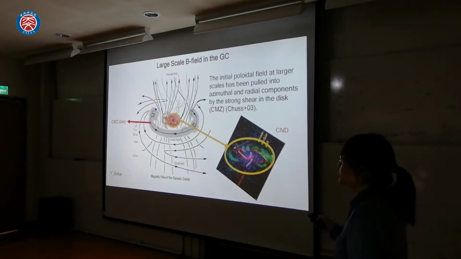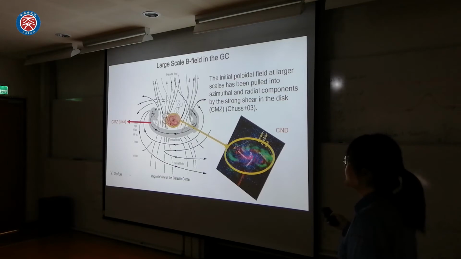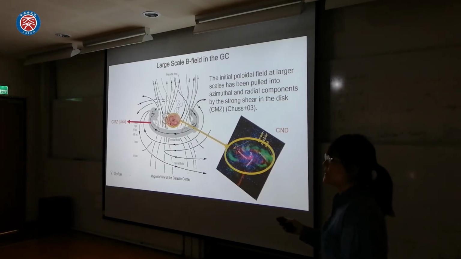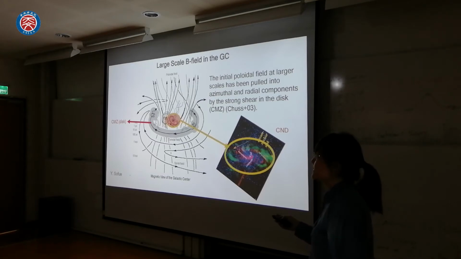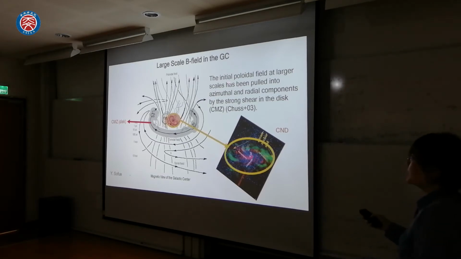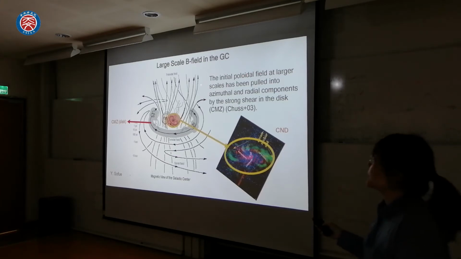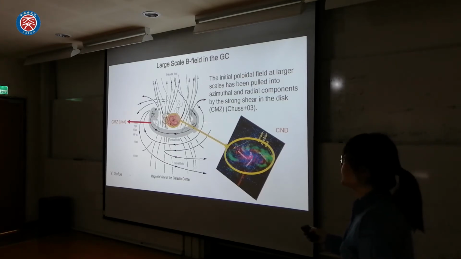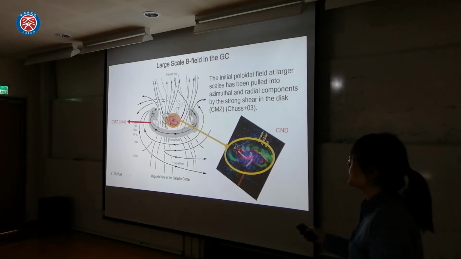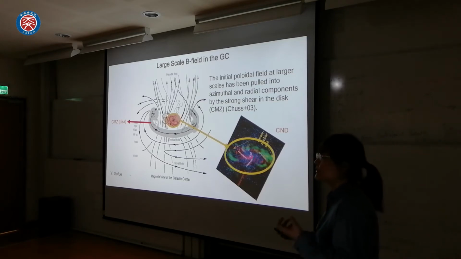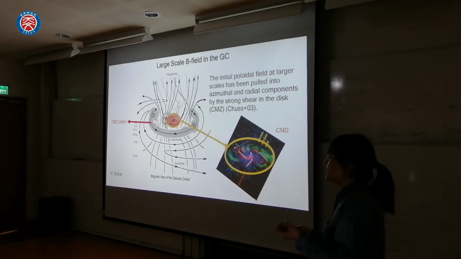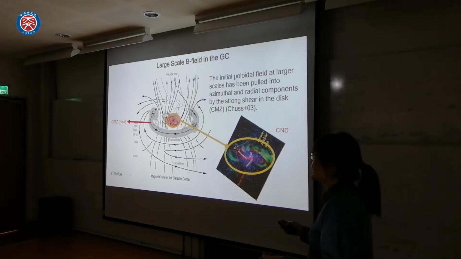This is how we interpret the observation. The initial poloidal field, the larger scale field. You will also very often see this larger scale poloidal field in the plot. The initial poloidal field at larger scales has been pulled and given a radial component by the structure in the disk, because there is more mass here, so the gravity will be able to drag and catch the magnetic field lines toward the disk.